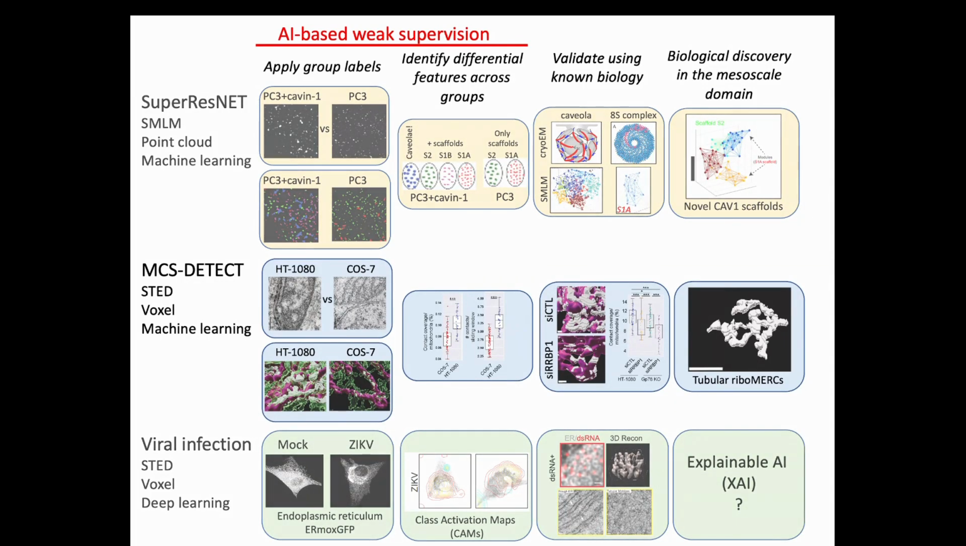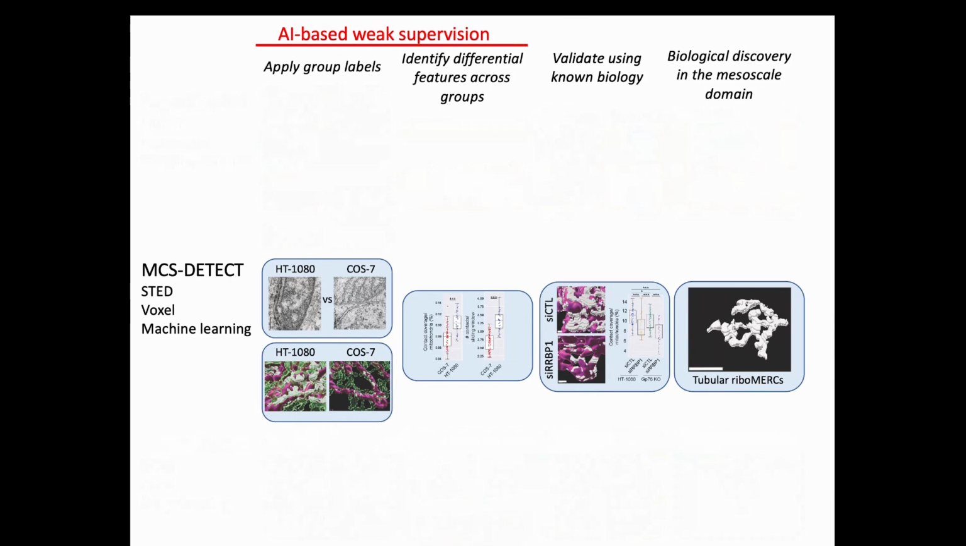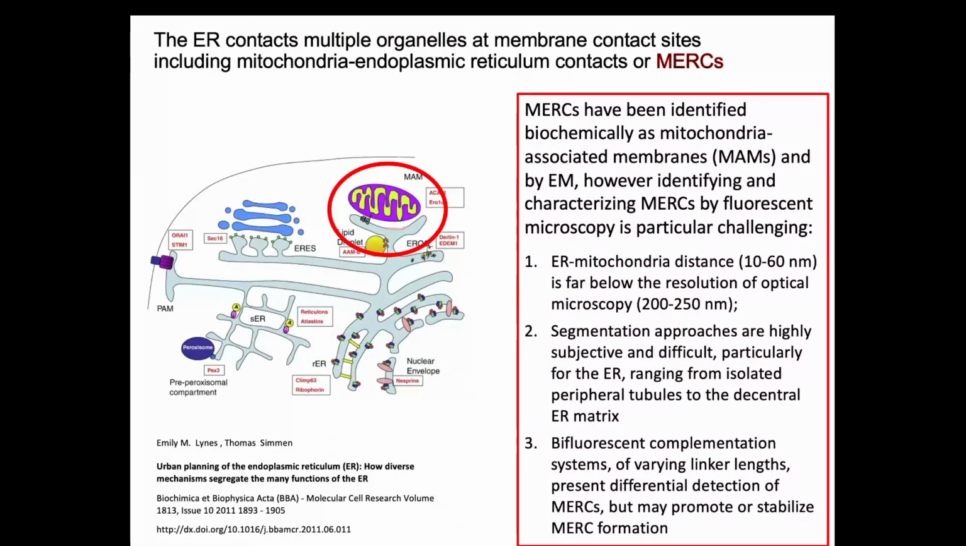Okay, so now I'm going to go to part 2. I'm going to talk to you about MCS detect and ER mitochondria contacts. Mitochondria ER contacts, MERCs, were originally identified biochemically as mitochondria-associated membranes, MAMs. You can see them here, and they're one class of contacts that the ER forms with many organelles.